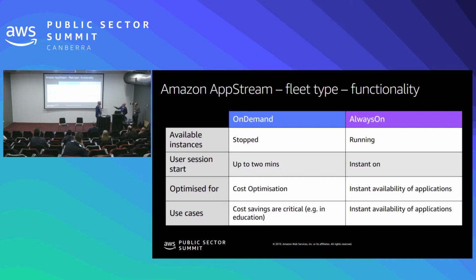I think we've got the slide up here. Something you may have noticed when we kicked off the demo, there was a countdown timer as we spun up the session. And you'll see here that we're using two different fleet types. At the moment, we're using the on-demand, and you'll see there the user session startup is up to 2 minutes. We've gone down that path particularly because, as you'll notice, it's optimized for cost savings. The alternative is to have always on, essentially a reserved fleet that's active.